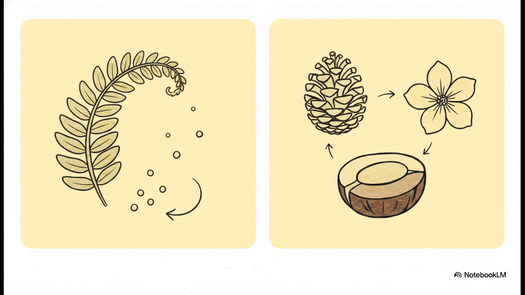Seedless plants, like those ferns you might see on a damp forest floor, reproduce by releasing tiny spores out into the environment. Seed plants, on the other hand, include things like conifers, the ones with cones, and flowering plants. They reproduce using seeds, which are far more complex. They actually contain a protective coat and a built-in food supply for the developing plant embryo. It's like a little survival kit.